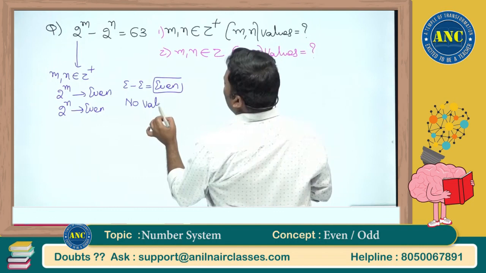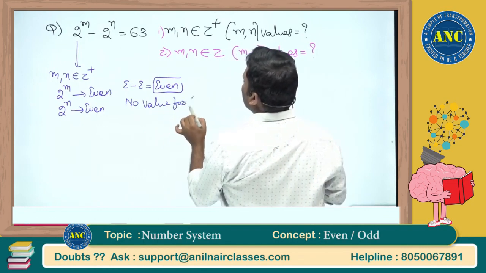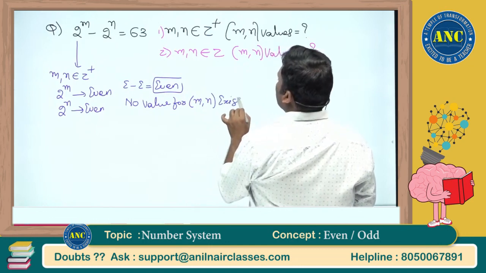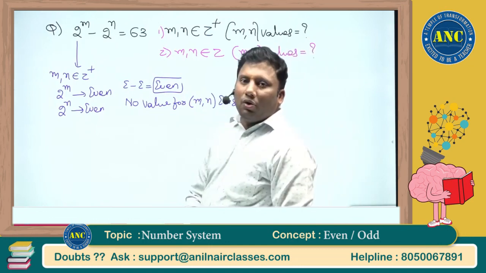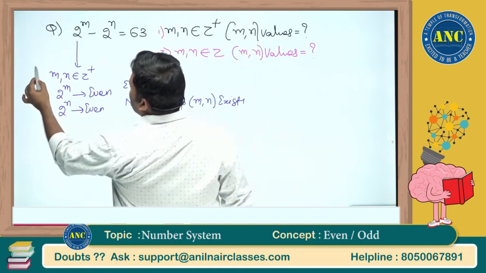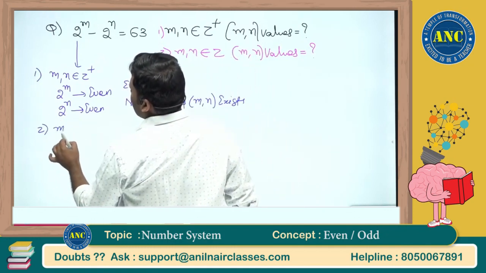No value for m comma n exists. Suppose this is case number 1. Case number 2.